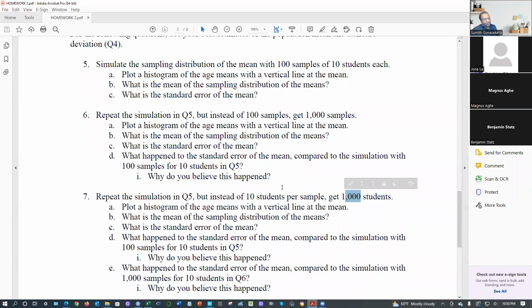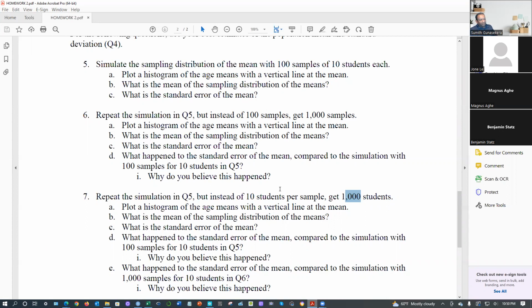That's right, we do two ways. Sometimes we can increase the sample size. Sometimes we can increase the number of repetitions. How many samples? Number of samples or sample size? Which one would produce the better result?